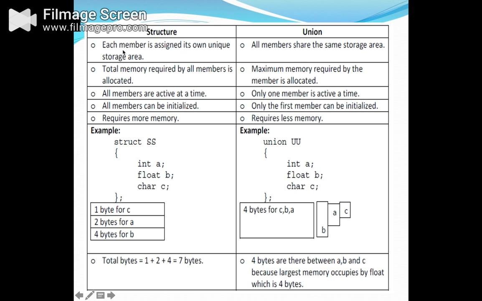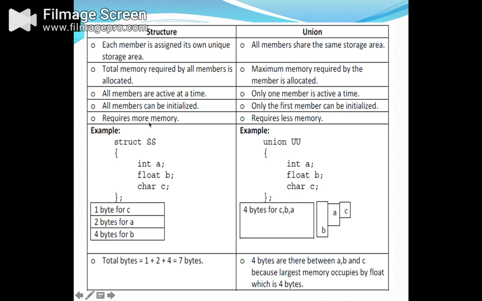We can see the first point. In a structure, each member is assigned its own unique storage area. In a union, all members share the same storage area. So sharing is there, and little space is required. In a structure, the total memory required by all members is allocated, but in a union only the maximum memory required by a member is allocated. In a structure all members are active at a time, but in a union only one member is active at a time. One of the three members will be active here.